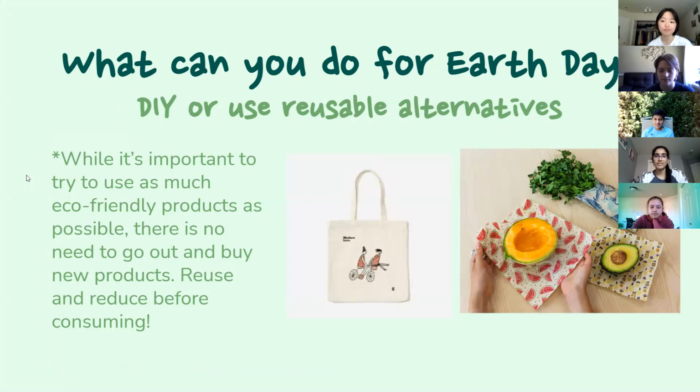Something else you can do is make DIY or reusable alternative material products. Instead of wasting resources buying new things, when you have things at home that you can remake, it'll save materials for the earth and also improve the environment. So reuse and reduce, like the 3 R's: recycle, reduce, reuse, and try to make do-it-yourself products at home.